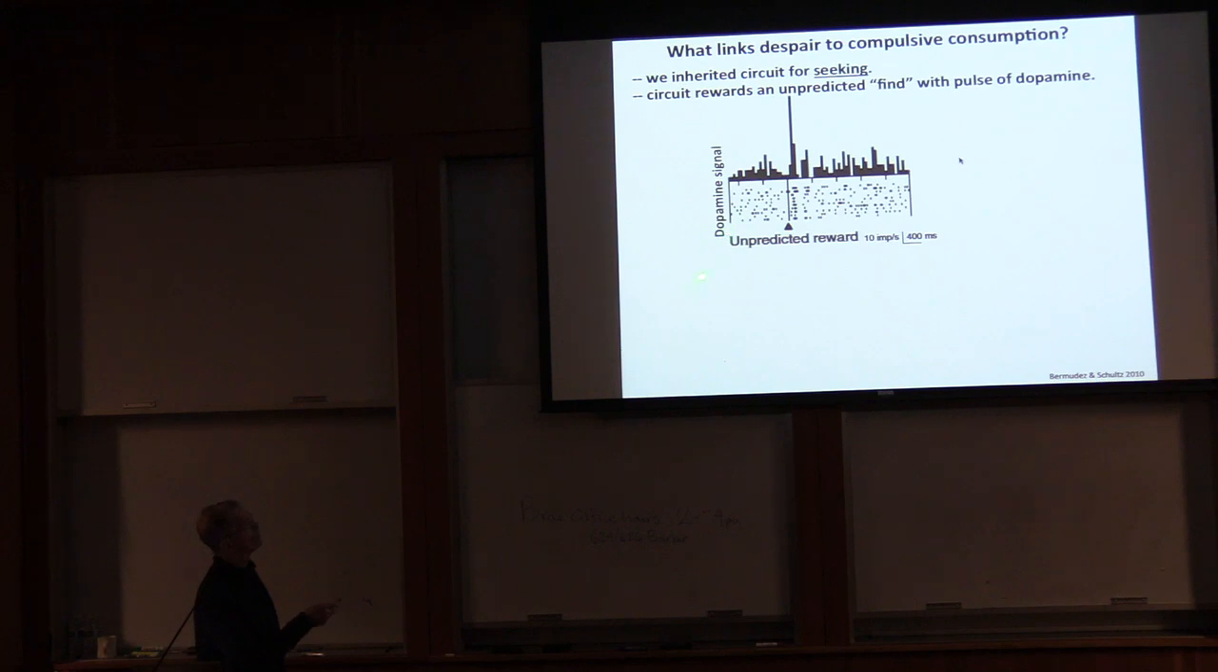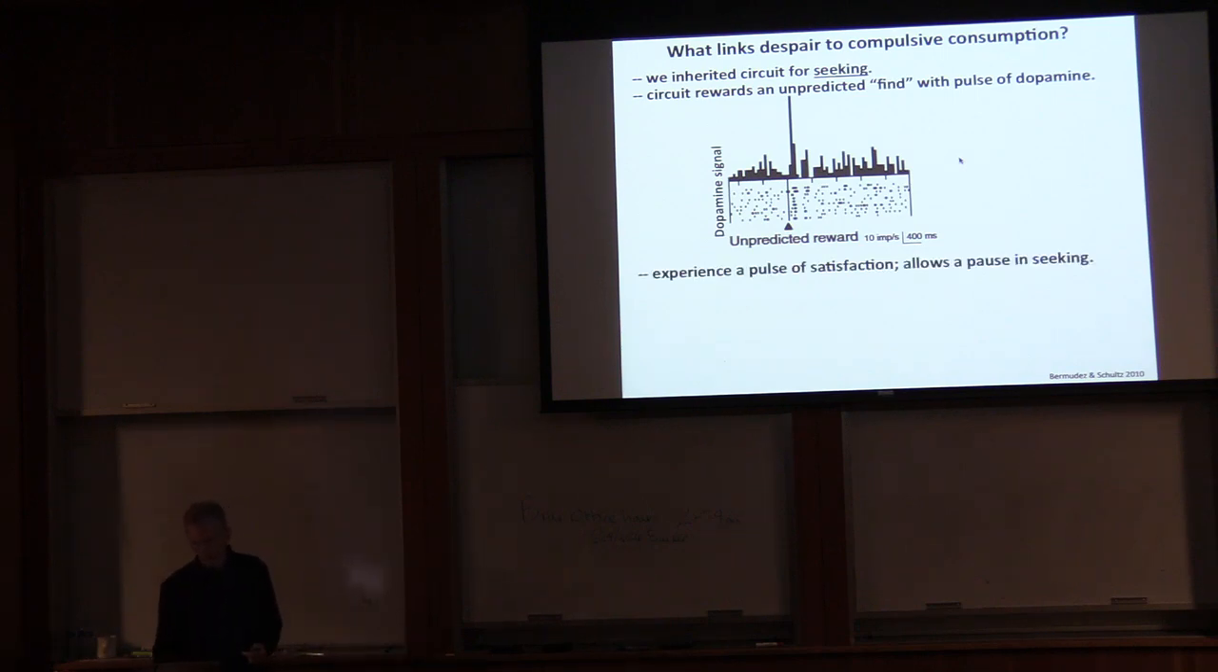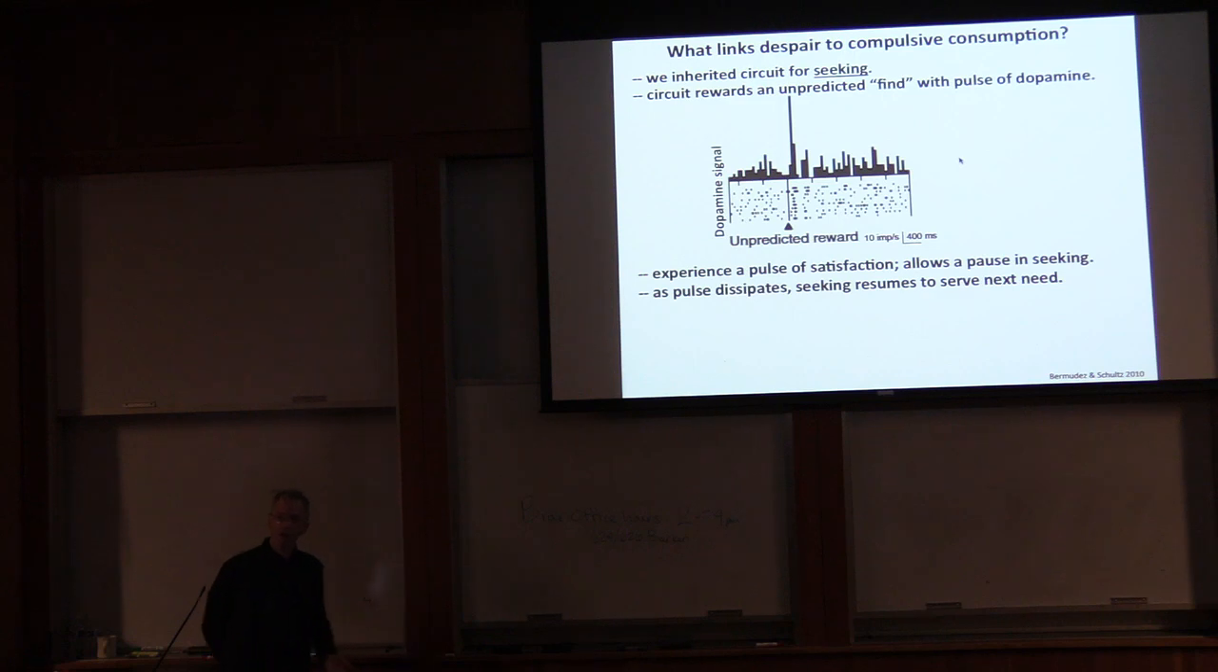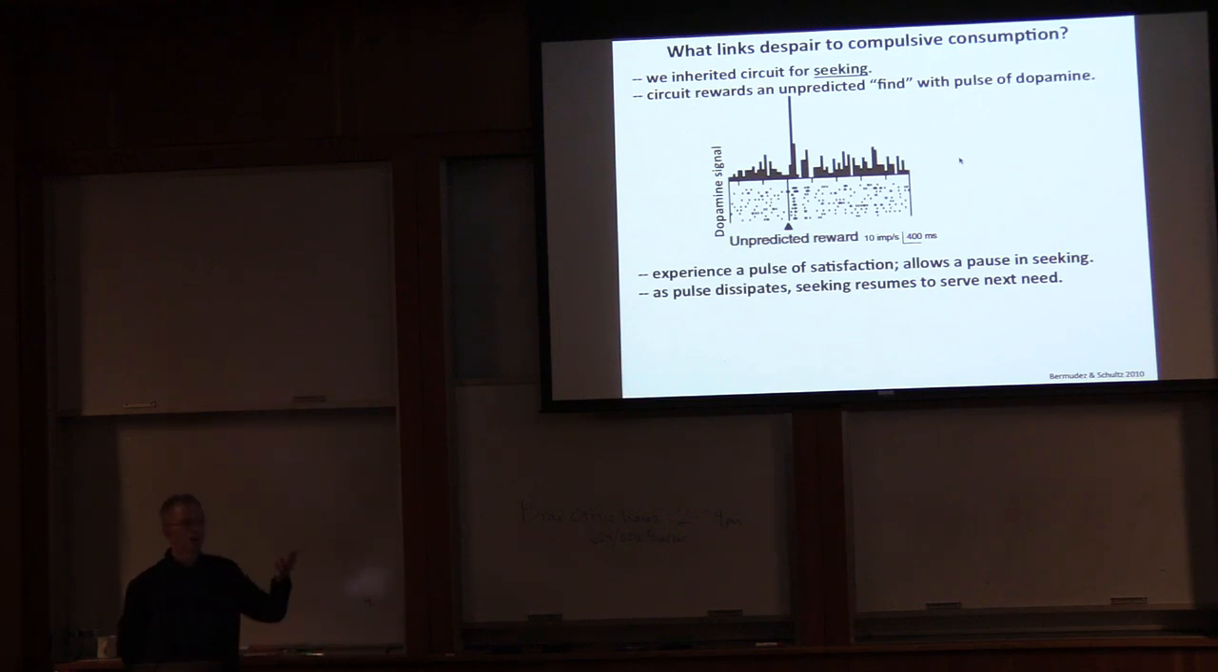And so this is an illustration. This is a dopamine signal. These are time traces, a couple of seconds that bracket the arrival of an unpredicted reward. And so when you sum all these spikes in a histogram, you can see that every time an unpredicted reward comes, you get a pulse of dopamine, and we experience the pulse of dopamine as a pulse of satisfaction that allows you to stop seeking briefly. So the problem is that the pulse dissipates and seeking resumes. Well, it's not a problem, it's the way our physiology is wired. This circuit resumes to drive you to seek to satisfy the next need.